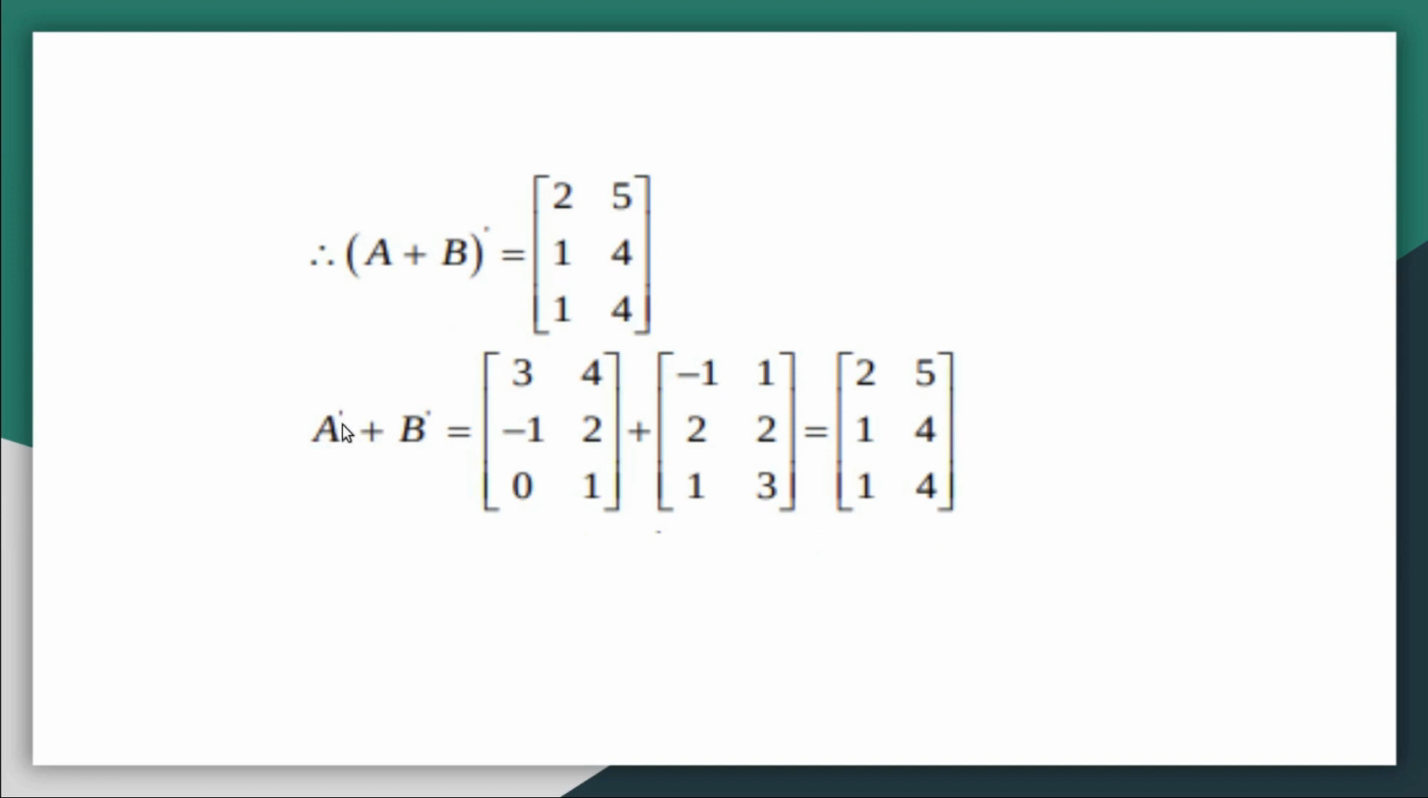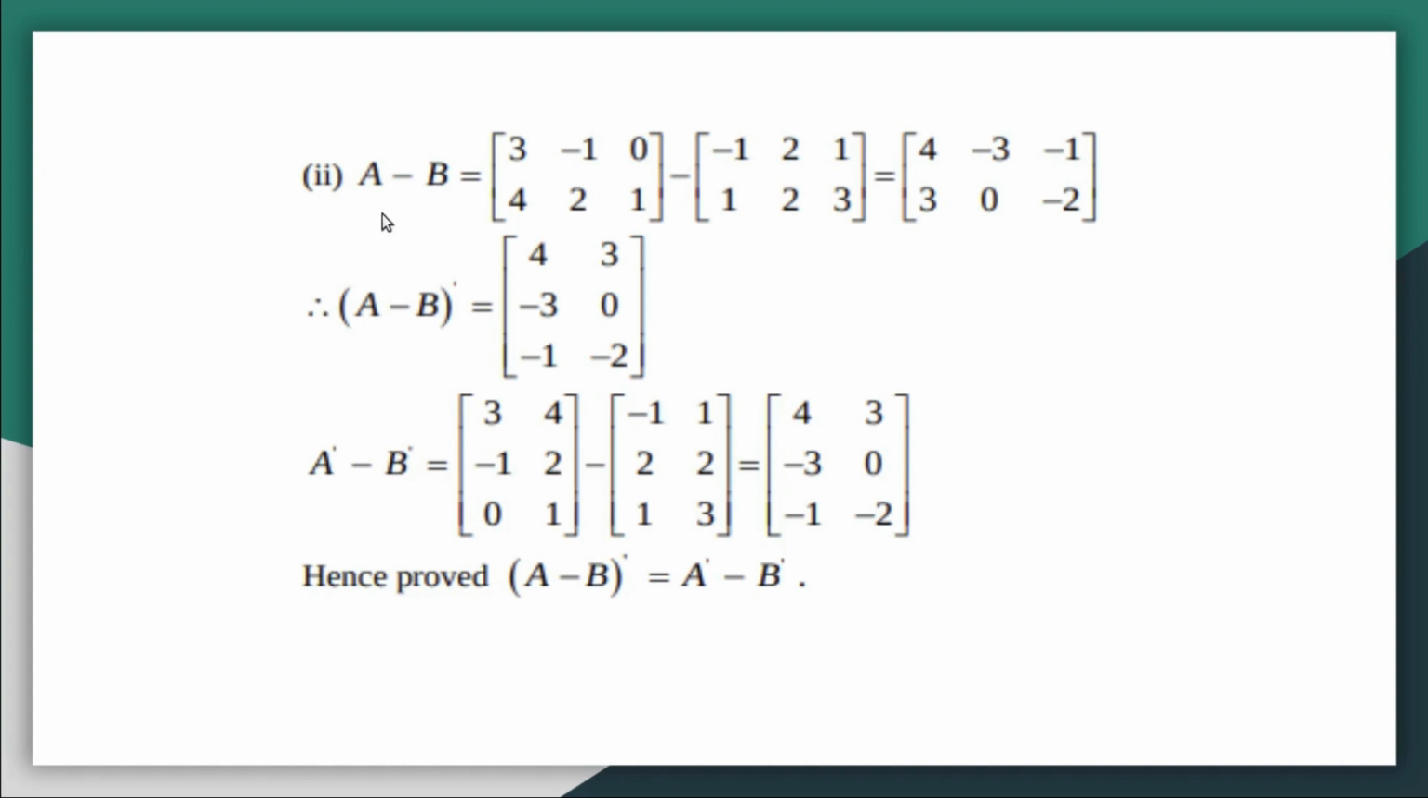Now find A transpose plus B transpose. This is A transpose, then plus B transpose. 3 plus minus 1, 2, 4 plus 1, 5, minus 1 plus 2 is 1, 2 plus 2 is 4, 0 plus 1 is 1, 1 plus 3 is 4. Now compare these two matrices. So we have (A plus B) whole transpose equal to A transpose plus B transpose.